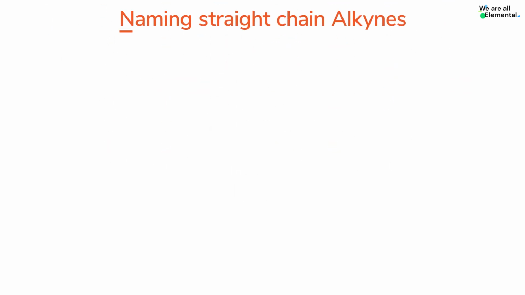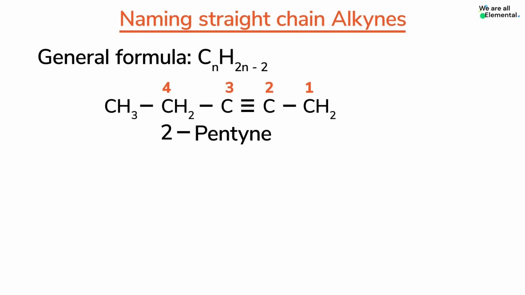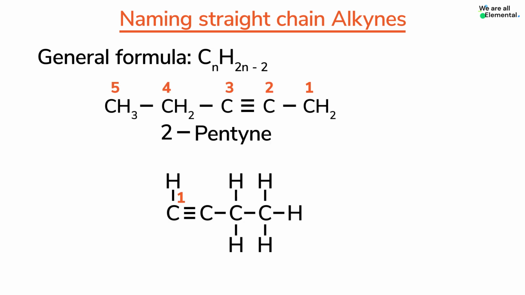Rules for naming of alkynes is the same as alkene, except that the name ends with an "-yne". The general formula is CnH2n-2. This compound is 2-pentyne, and this compound is a 4-carbon alkyne, so it is 1-butyne.